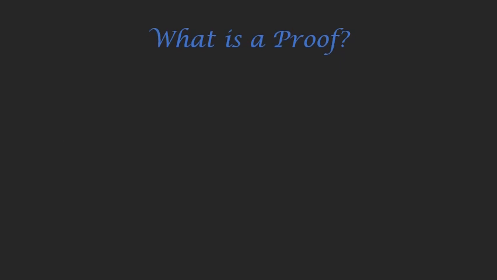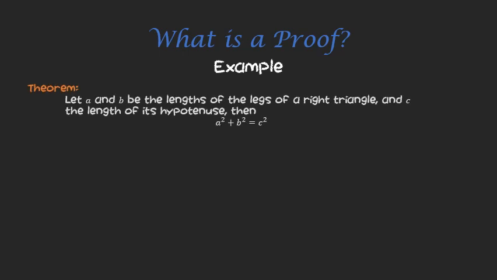So let's just take a look at an example of a proof. What we'll prove here is the following theorem. Let A and B be the lengths of the legs of a right triangle and C the length of its hypotenuse. Then A squared plus B squared equals C squared.